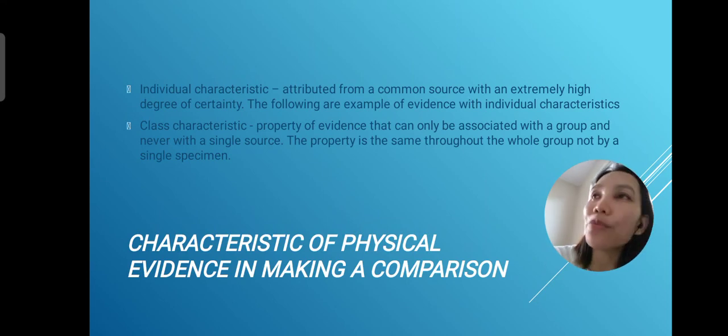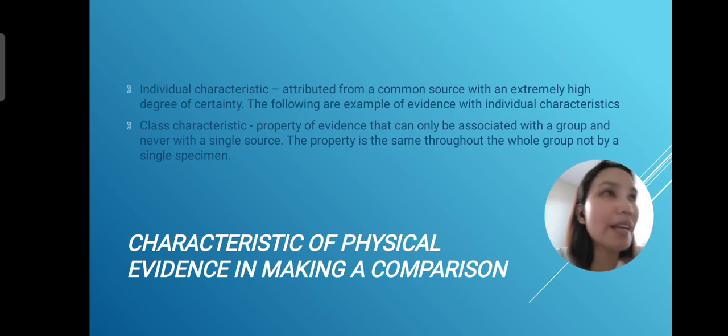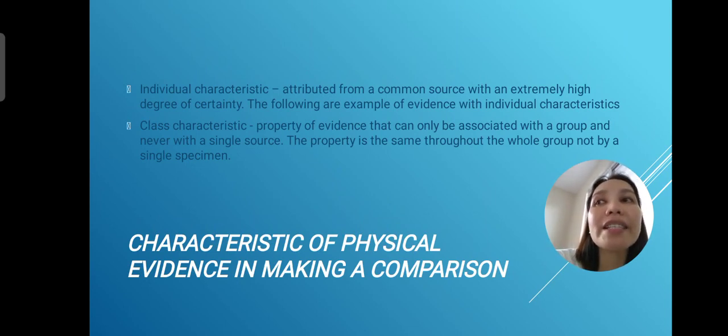If in that shoe print, you will see a dent. For example, may hiwa yung shoe print na nakita mo. Okay, tama yung pattern niya, belonging to a class. And then, meron hiwa sa gilid that does not belong to a class. That is an individual characteristic of that shoe print. Meaning, it can only belong to one person. Bakit nagkaroon ng dent or hiwa dun sa shoe print niya?